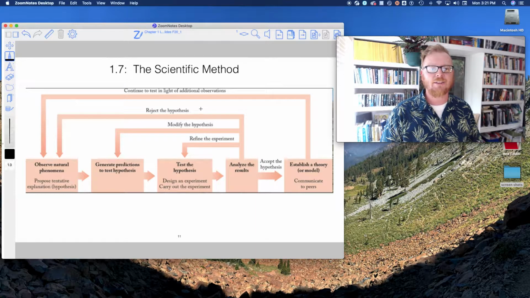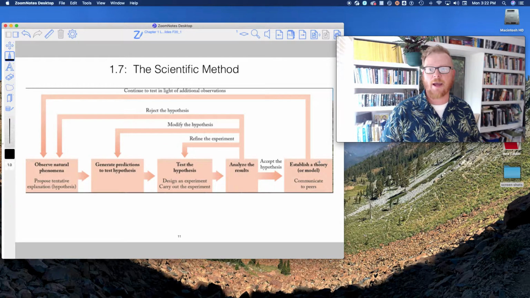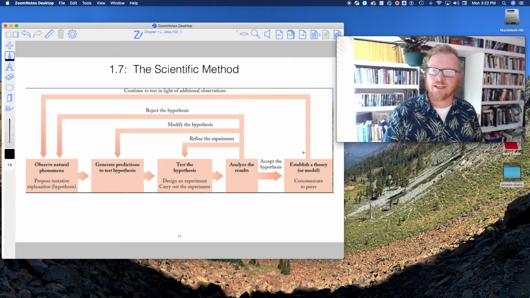So when I'm analyzing the results, I'm kind of going round and round in this area. And then once I finally have accepted the hypothesis, I reach out to my peers and have them go through this, okay? So science is a constant going round and round and round.